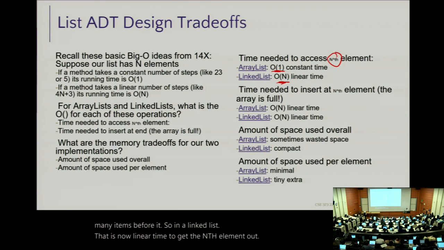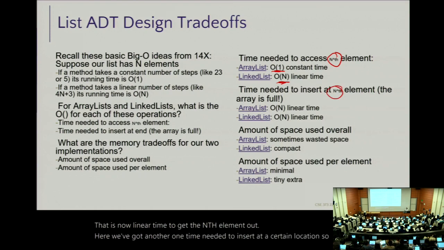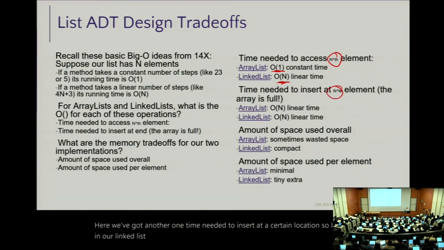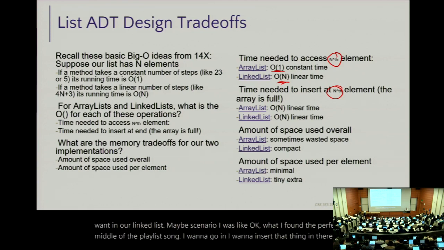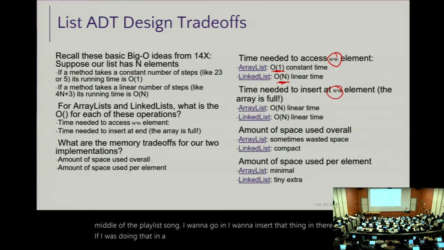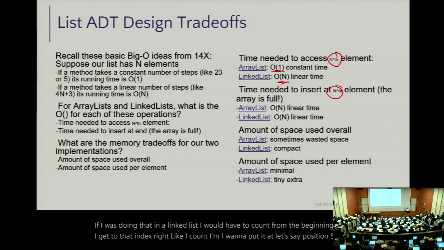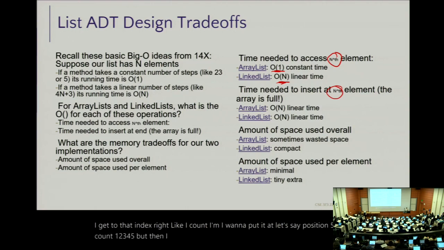Now, here we've got another one. Time needed to insert at a certain location. So in our linked list scenario, say I found the perfect middle of the playlist for a song and I want to insert it in there. If I was doing that in a linked list, I would have to count from the beginning until I get to that index, right? I'm going to put it at, let's say, position 5. So I have to count 1, 2, 3, 4, 5. But then I just make a new node, stick that thing in there, and I'm done, right?